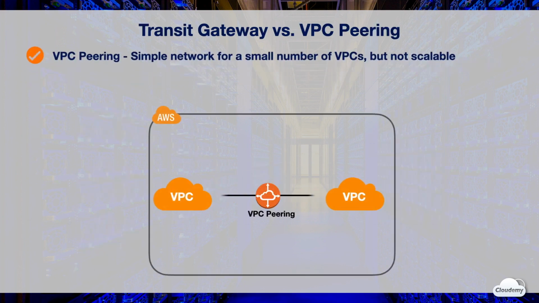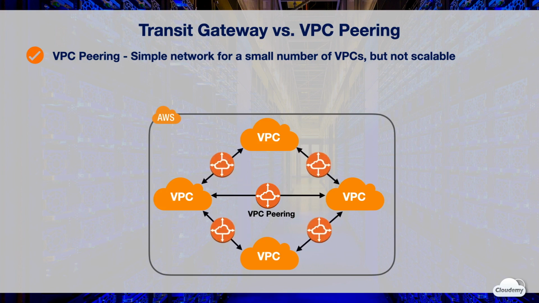VPC Peering enables network connection between two VPCs, and lets you route traffic between them privately. When you need a simple network for a small number of VPCs, it's manageable to set up VPC peering connections. As the number of VPCs grows, you have more complex requirements for your network. Because VPC peering doesn't allow transitive connections, you need to set up a VPC peering for each connection.